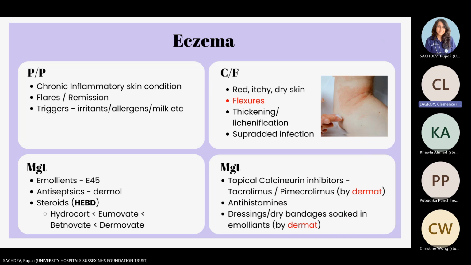The clinical presentation is red, itchy, dry skin. It's always mainly in the flexures. You can have some thickening and lichenification. That's mainly when you've got more chronic plaques that have been there for quite some time and that are not really going away. And you can also have some superadded infections on top of that, which could probably be in kids. It could be related to impetigo, so Staph aureus kind of infections as well.